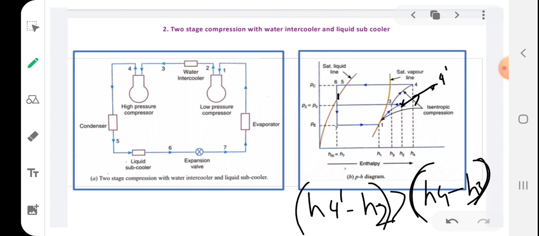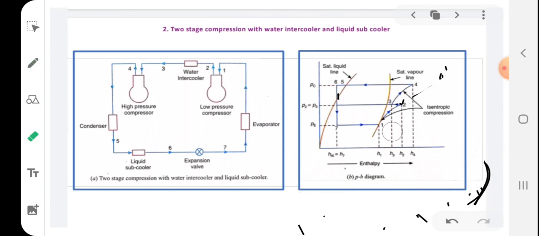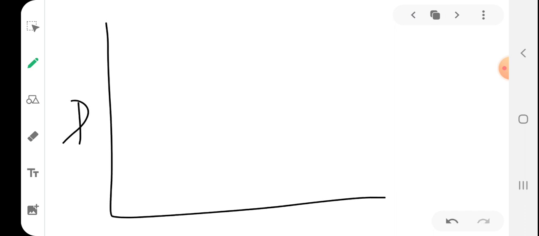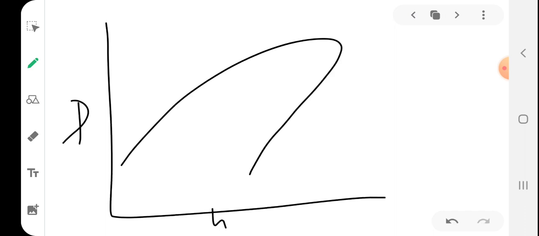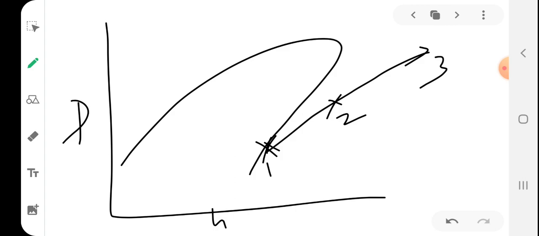You can see that, suppose this is a pH diagram. From here to here I am compressing. So this is 1, 2, 3. I'm directly compressing in two stages without intercooling.